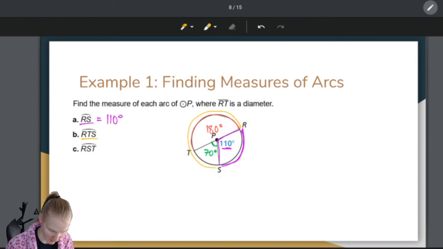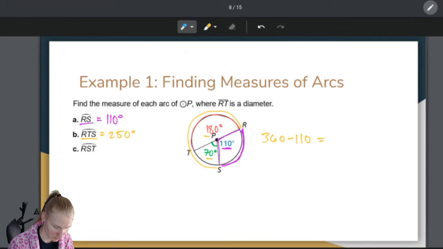So for that, that is 180 plus 70, or I could do 360 minus 110. Either way, it's going to work. And that is 250 degrees.